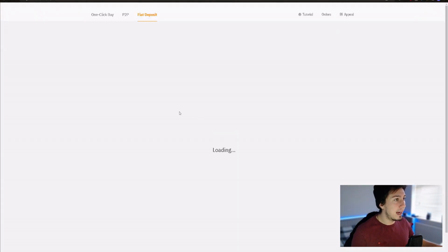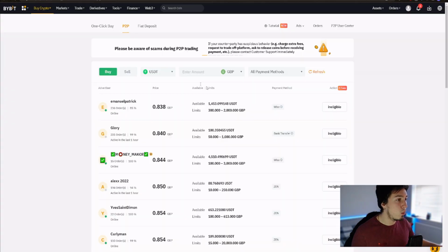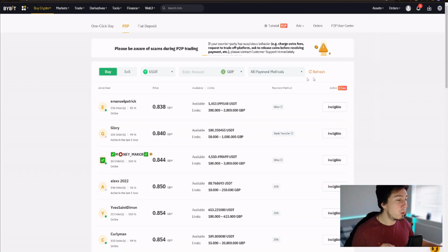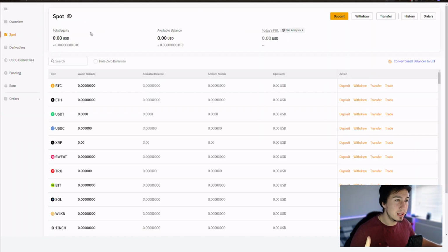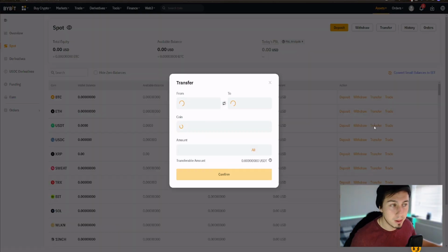You can deposit fiat. My bad. You can deposit fiat from local banks, from other sources like Advanced Cash Wallet, Kiwi. There's also other areas that you can do it, peer-to-peer as well. So there's loads of different ways that you can deposit money onto an exchange, but the most important thing is once the money arrives in the exchange, you want to convert that into USDT, which is basically pegged 1-to-1 to the dollar tether. And once you've done this, you're going to click on that transfer button right there.